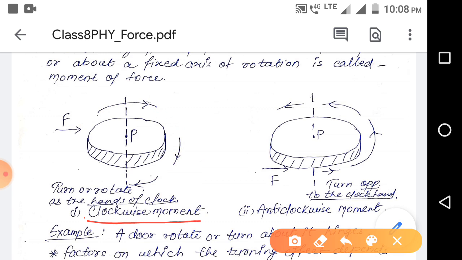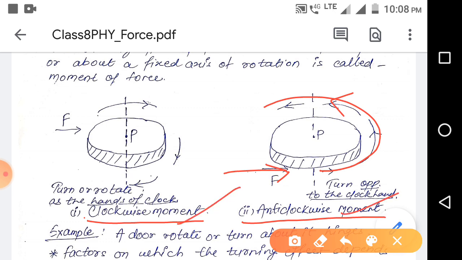Now see the second figure. Here we have the force applied at this point, and this causes a rotation like this. That means the direction is now opposite to the previous direction. So this is exactly opposite to the movement of the clock hand. That's why this type of rotation is called anti-clockwise rotation, and this type of moment of force is called anti-clockwise moment. So we have two types of moment of force, clockwise moment and anti-clockwise moment.